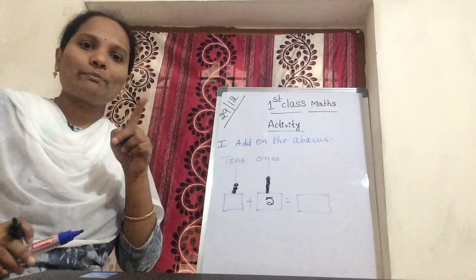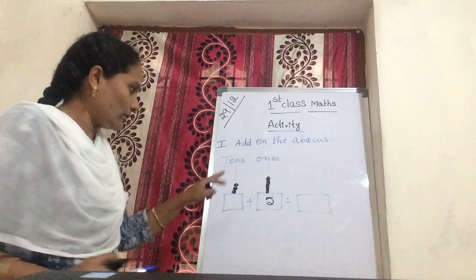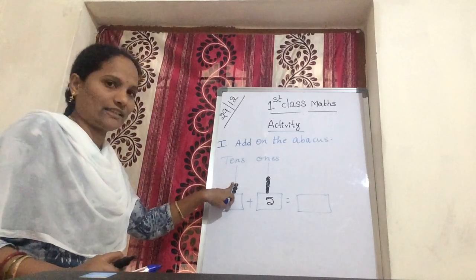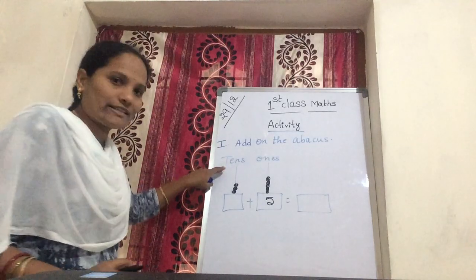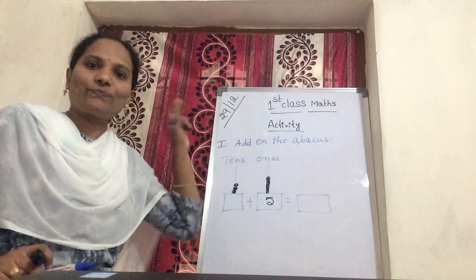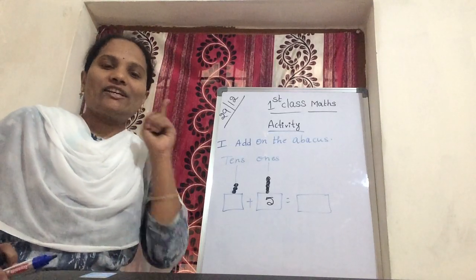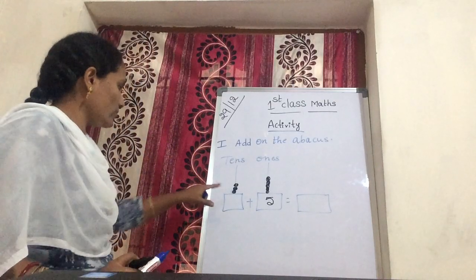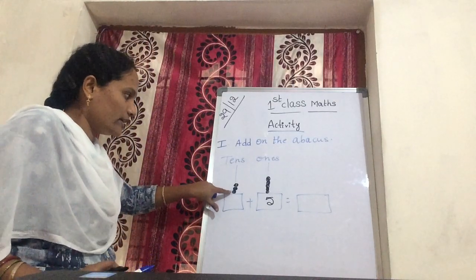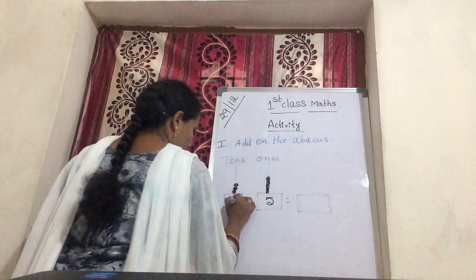3 means one bead indicates 10. So 10, 20 and 30, because this is in the tens place. In the tens place, every bead indicates 10. So here 3 beads are there: 10, 20 and 30. So write in this box 30.